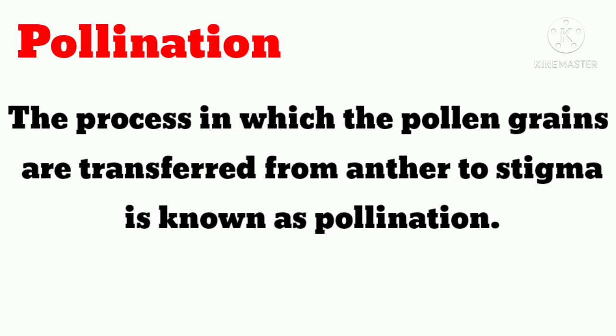Now let us discuss pollination. What is pollination? The process in which the pollen grains are transferred from the anther to the stigma is known as pollination. There are two kinds of pollination. They are self-pollination and cross-pollination. Now let us discuss each of them.